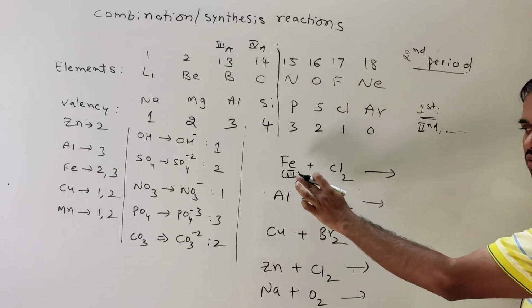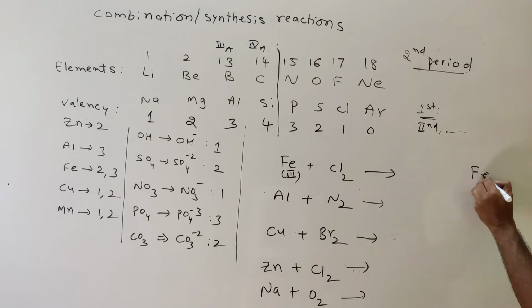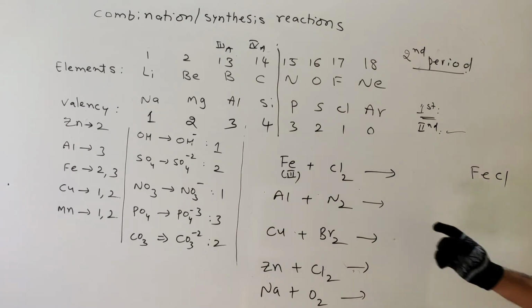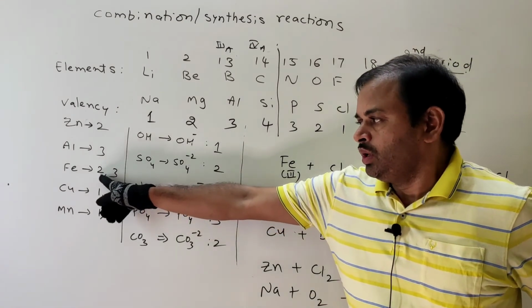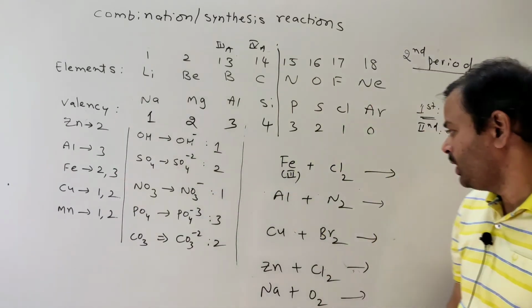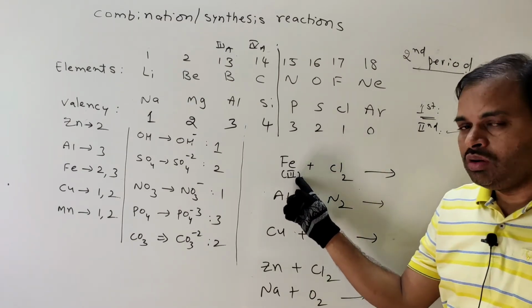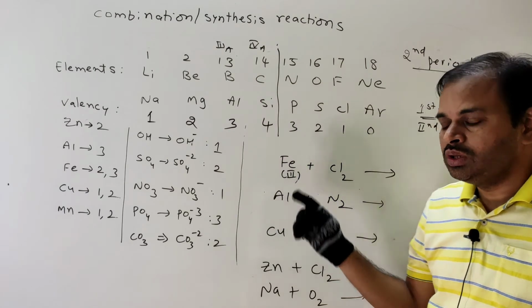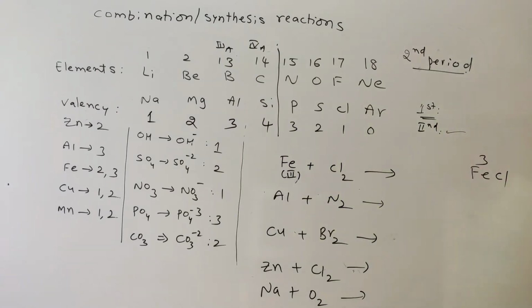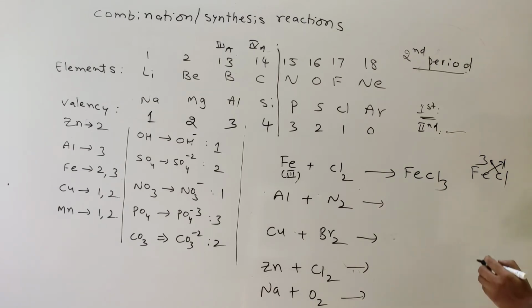Fe3 means its oxidation state is +3. So Cl2. So FeCl. Okay. So Fe has variable valencies 2 and 3. But here Fe3 plus is given. That's why its oxidation state, its valency is also 3. That's why Fe3. Next Cl1. So criss-cross rule. So FeCl3 is the product.